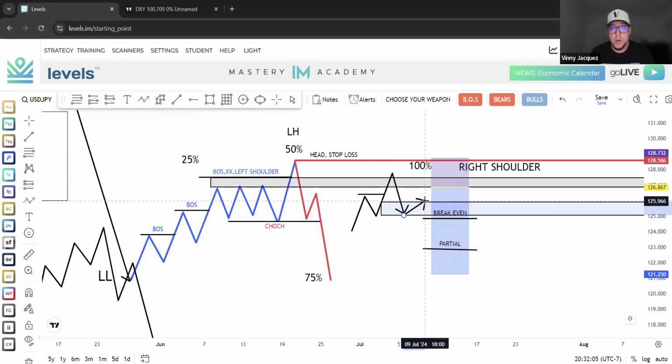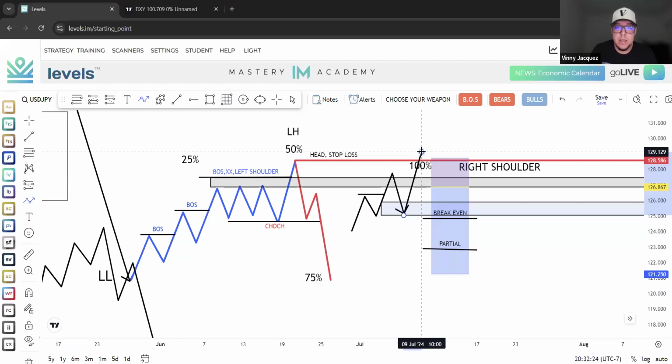So there's two reasons why you should be breaking even right here. One, because it's your 1-to-1, and two, because structure is telling you, hey, we have a break of structure, we have a starting point in this area. Let's be cautious and break even because if we don't, hey, at least we got out and you lost no money, right?